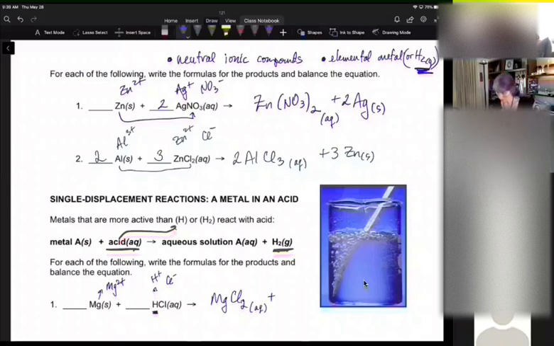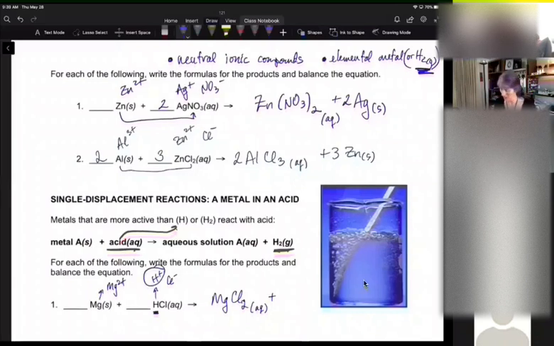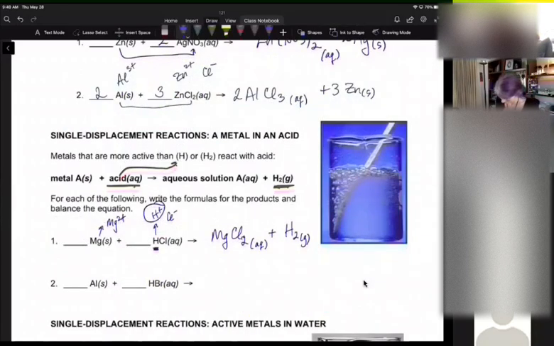And now what happens to the hydrogen? It's going to go to its elemental state. So you have to remember it is diatomic, and it's a gas at room temperature. Need to make sure it's balanced, and we're ready to move to the next one.